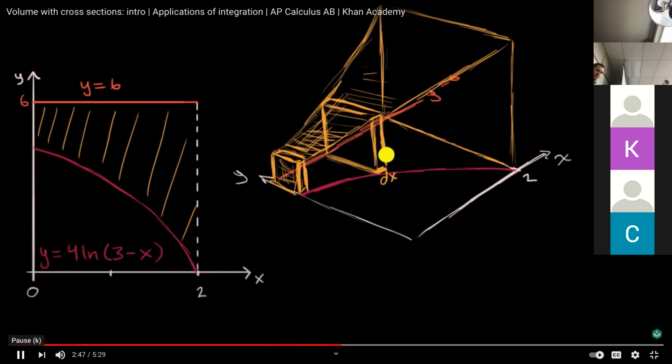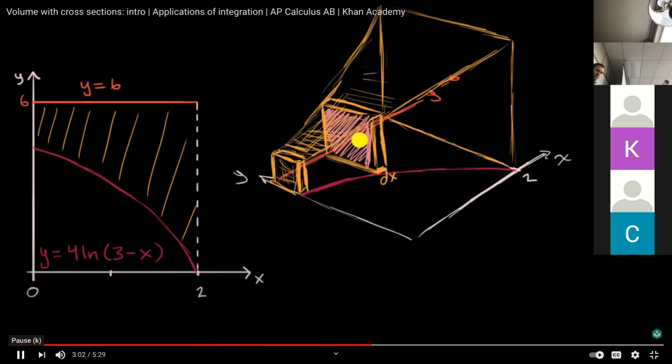What would be the volume of one of these things? Well, it would be the depth times the area of the surface of this cross section right over here. We do a different color. So what would be the area that I am shading in pink right over here?